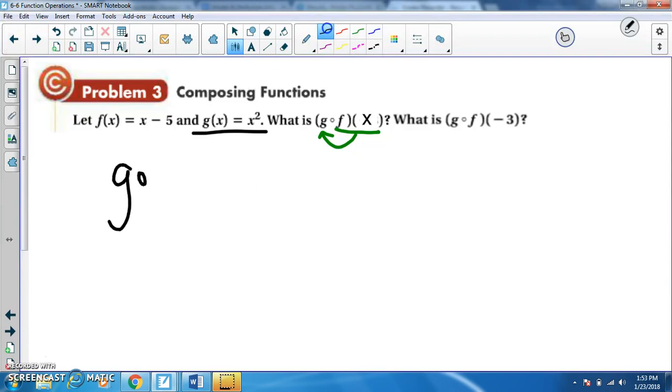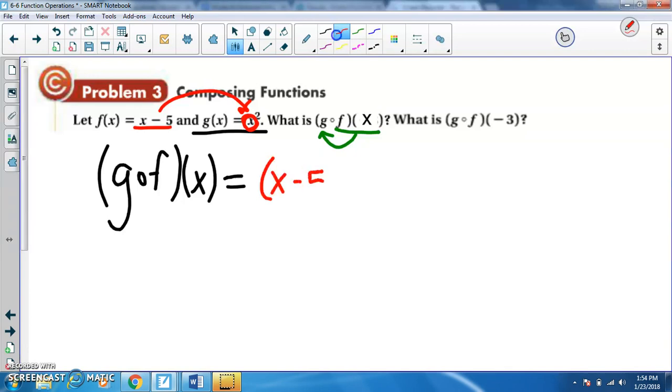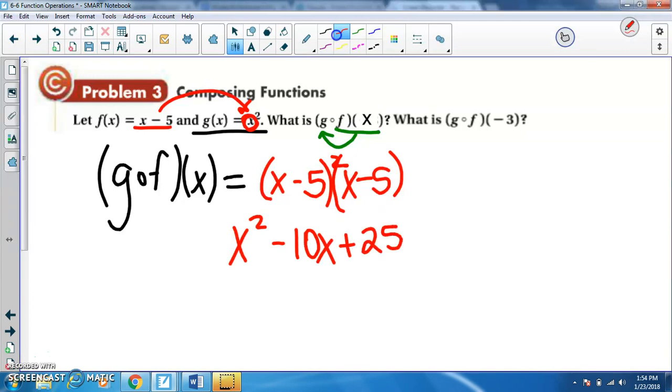So g of f of x is equal to, instead of x, I'm going to write what f is equal to because I need to plug that into the g function. So it's going to be x minus 5 squared. And now, to find g of f of x, I can do x minus 5 times x minus 5, which gives me x squared minus 10x plus 25 is equal to g of f of x.